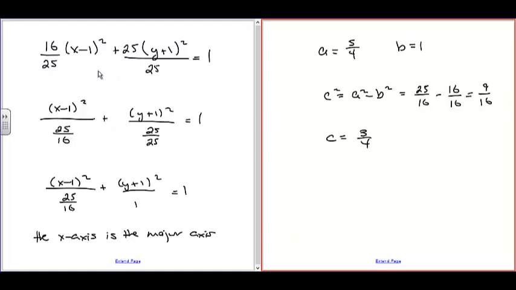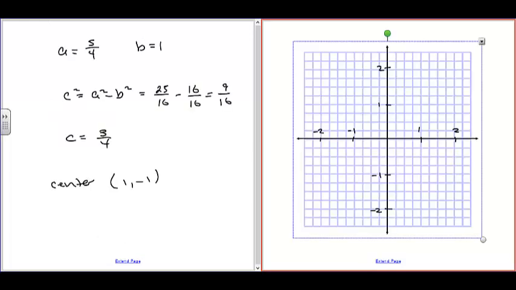And another thing we have is that the center is located at 1, -1, because to get this to go to 0, you have to have x equals 1, and to have this go to 0, you have to have y equals -1. So that's where the center is. So let's plot the center, 1, -1. Now, the x-axis is the major axis, so we're going to go 5/4 to the right. 1, 2, 3, 4, 5. Each one of those tick marks is a fourth. There you go.